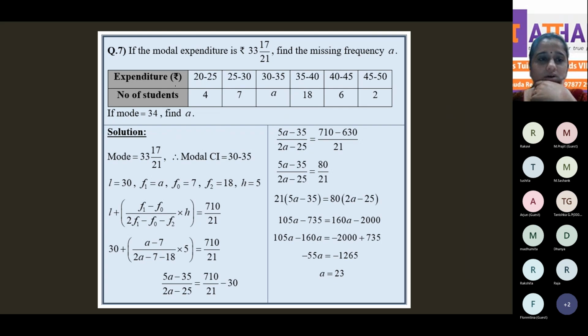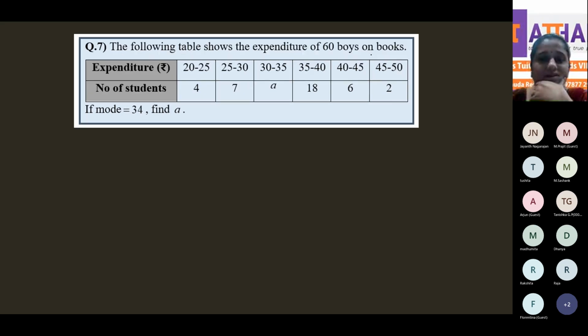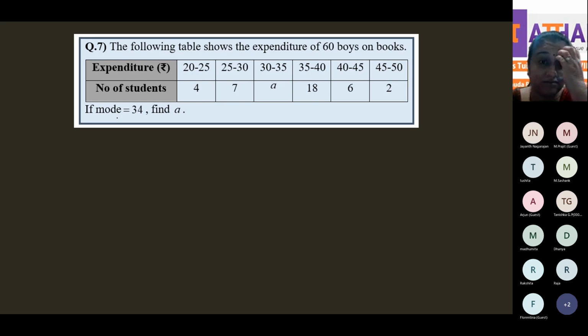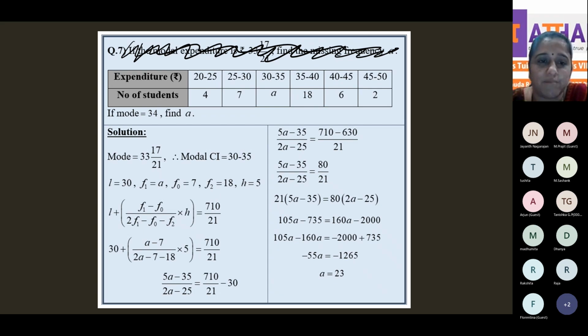One minute. Here again, I've gone wrong in typing the question. What is the question? This is incorrect. I have to change this one. This is the question. The table is given. The following table shows the expenditure. Is this a question? No. Let me correct this one, children. The answer is right, but the question is different. I've not matched the question and answer correctly. Just ignore this. I'll show you in the next class.